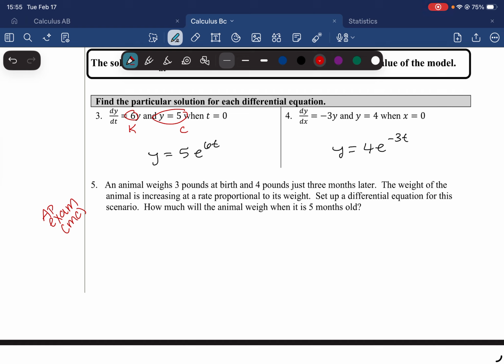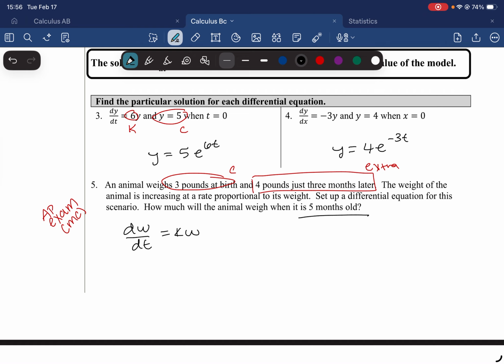So number 5 says an animal weighs 3 pounds at birth. So that is our initial condition C. And 4 pounds just 3 months later. Oh, this is extra information. The weight of the animal is increasing at a rate proportional to its weight. Well, we know we can write that as dw/dt is equal to kw. Set up a differential equation for this scenario. How much will the animal weigh when it is 5 months?